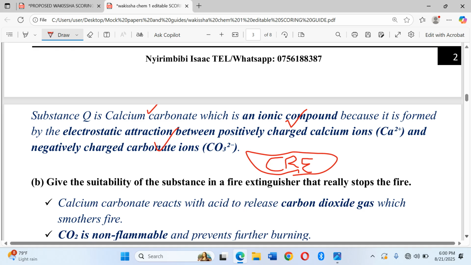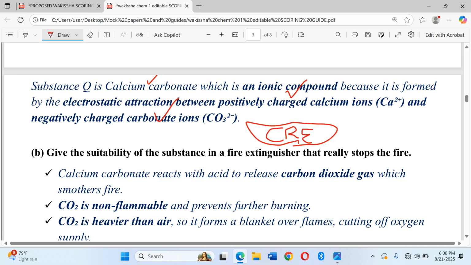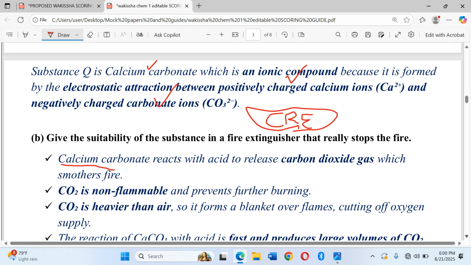There is a hint they gave to us that when this substance reacts with the acid in the fire extinguisher, it produces a solution of Q and the gaseous product. So when we talk about calcium carbonate, which we are talking about now, calcium carbonate reacts with acid and releases carbon dioxide. Are you seeing that? Now, the carbon dioxide which is released is the one which helps in putting off the what? The fire. And we are saying that number one, it is non-flammable and prevents further burning.